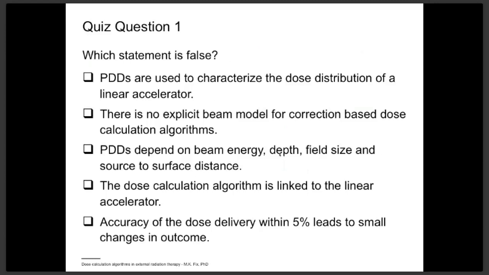So this brings me now to quiz question 1. And there the question is, which of the following 5 statements is false? First, PDDs are used to characterize the dose distribution of a linear accelerator. There is no explicit B model for correction-based dose calculation algorithms. PDDs depend on beam energy, depth, field size, and source-to-surface distance. The dose calculation algorithm is linked to the linear accelerator, and the accuracy of the dose delivery within 5% leads to small changes in outcome.